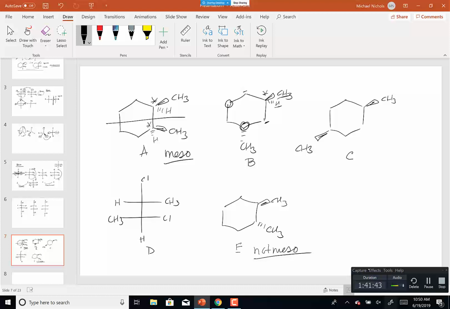So we've got to go all the way around. And now that we've done R and S, it hopefully is a little bit clearer than it was on Monday: if you were going to do R and S, you just have to keep going until you find the point of difference. If there's no point of difference, it ain't chiral.